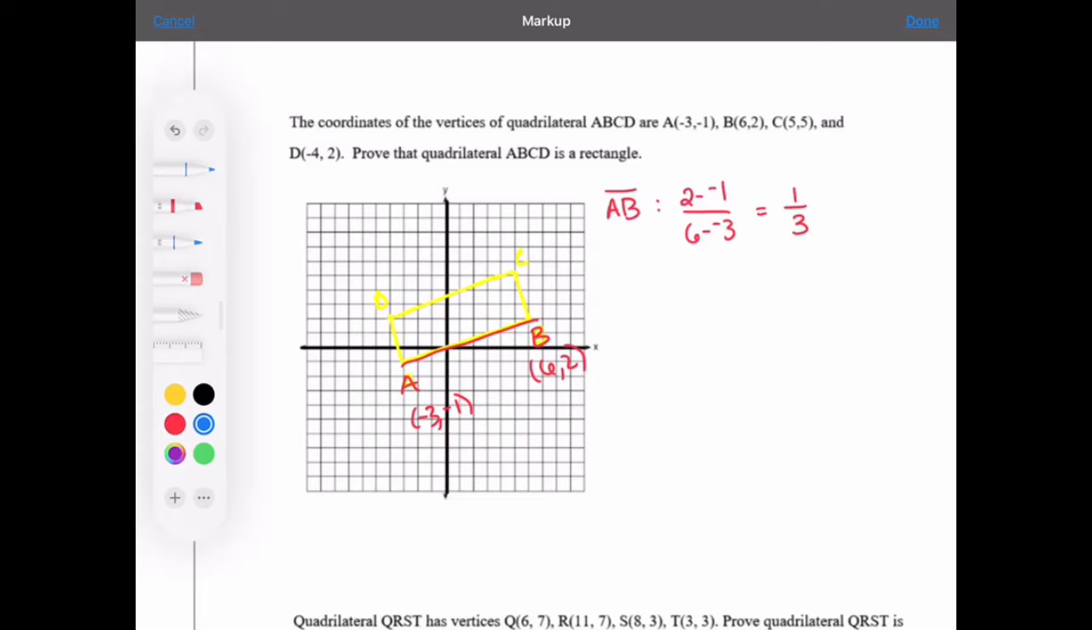Okay, so looking at BC, which is right here, this is C, and C is at 5, 5. So BC, rise over run, will be 5 minus 2 over 5 minus 6, and we get -3. And now let's look at CD in the green here, and D is at -4, 2. We get 2 minus 5 over -4 minus 5, and we get 1/3.